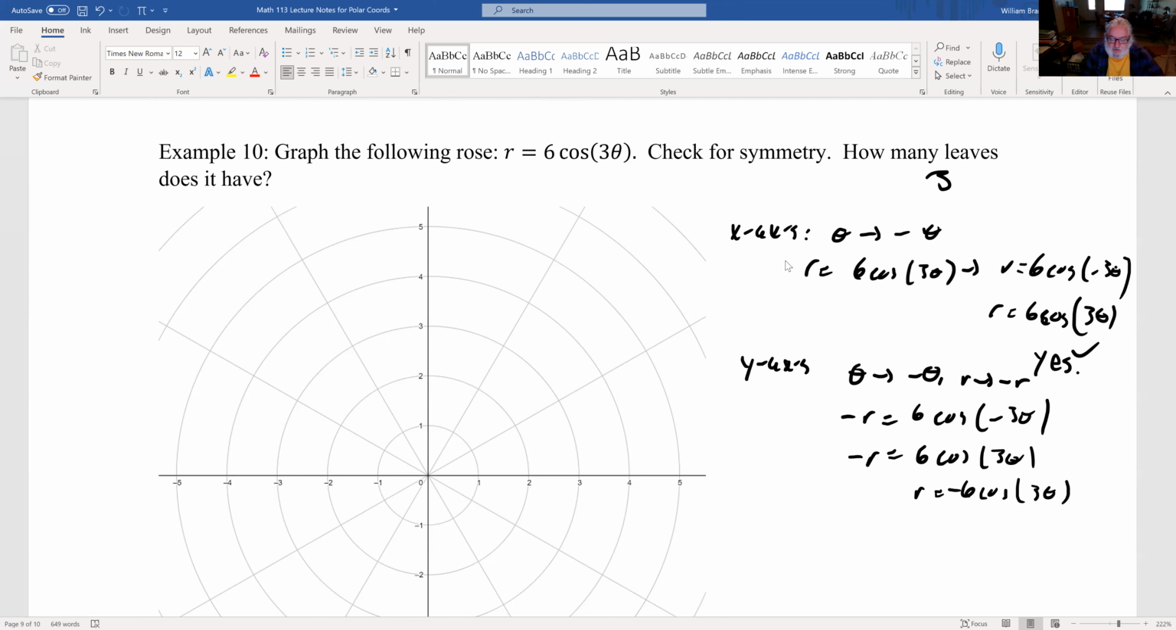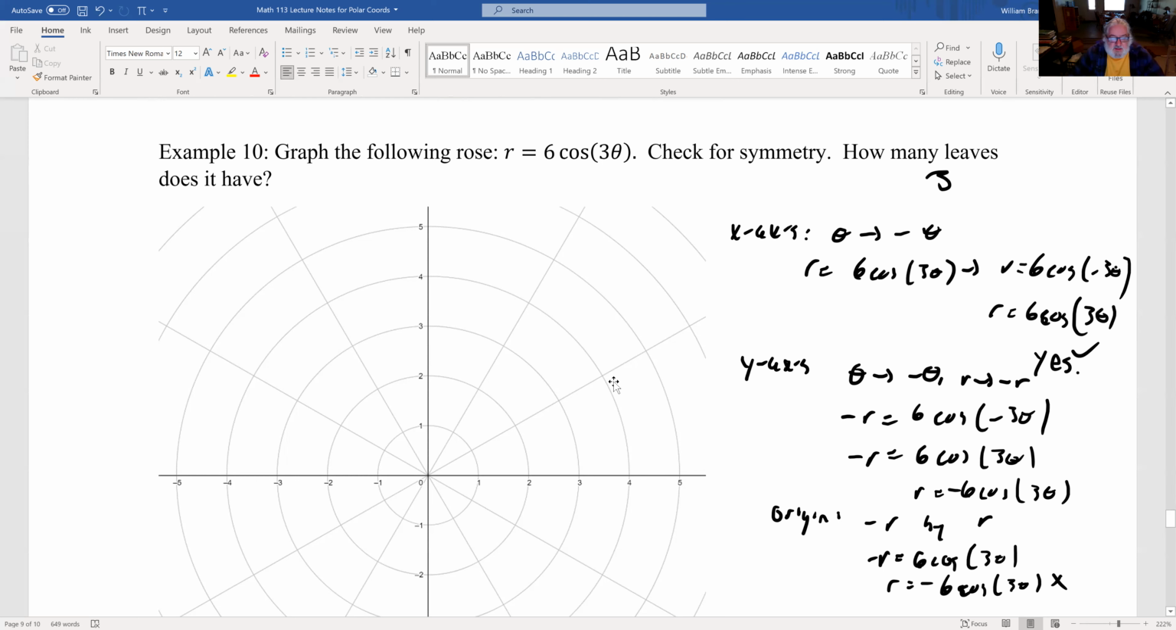And then finally, for the origin, if we replace r by minus r, we get minus r equals 6 cosine 3 theta, or r equals minus 6 cosine 3 theta. And there's nothing you can do there because you've got the minus sign there. So it doesn't give you any information about that.